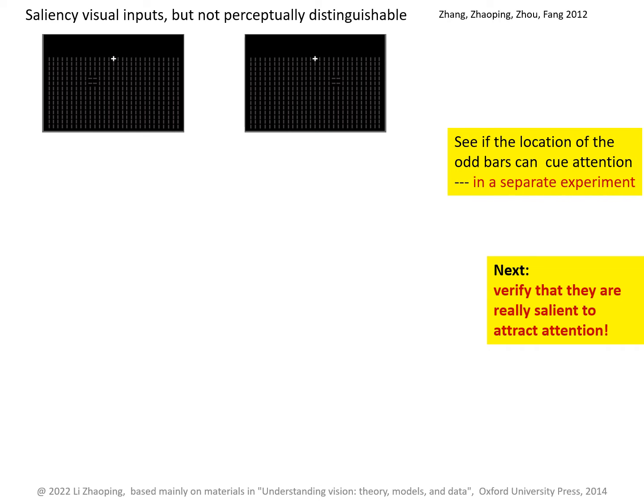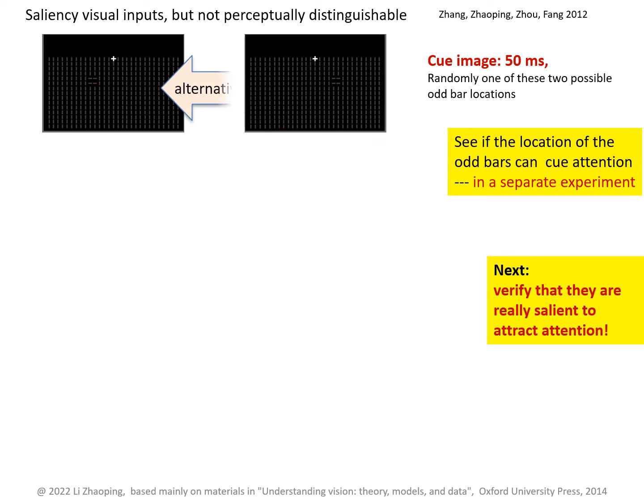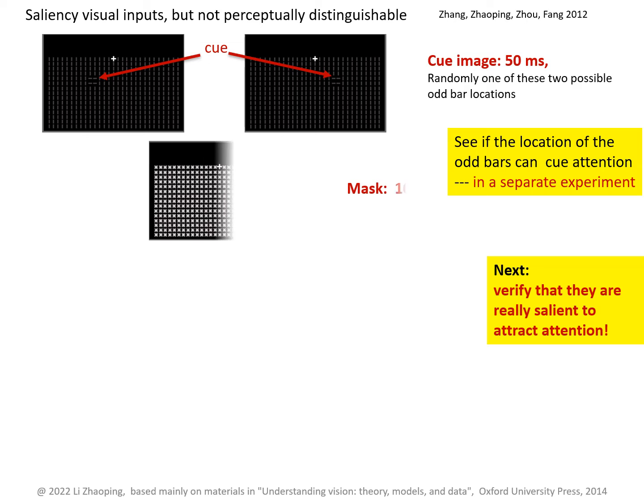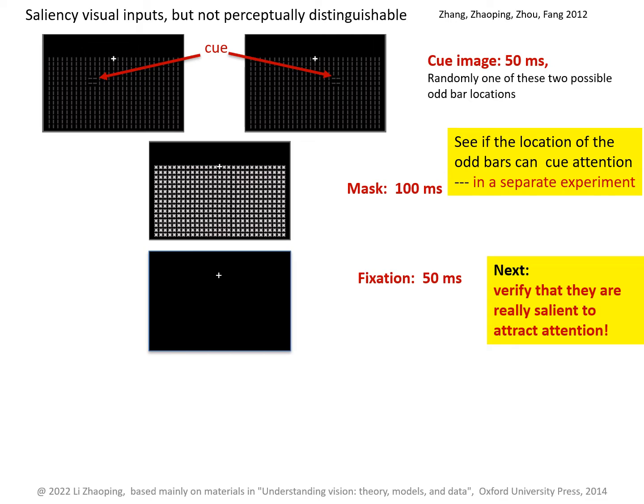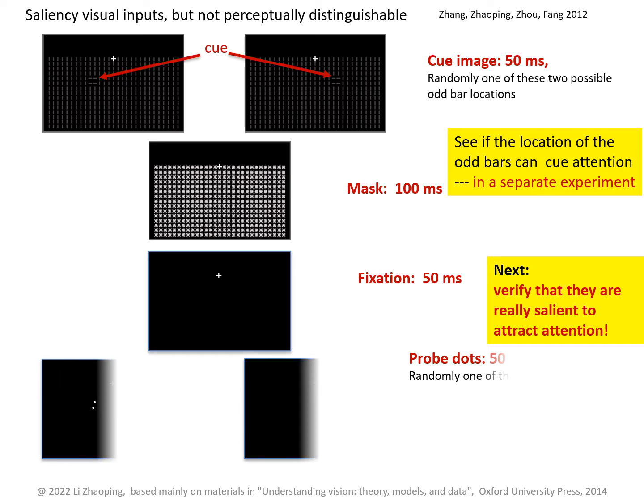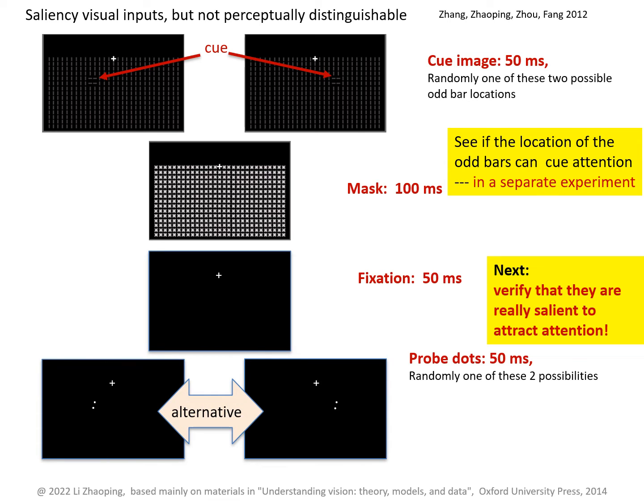This can be done by measuring whether the location of the orientation contrast has a significant cueing effect in an attentional cueing task. Like this. One of these two possible input images appears for 50 milliseconds. The location of the odd bars is the cue location for attentional cueing. The mask follows immediately and is shown for 100 milliseconds, and then followed by 50 milliseconds of just the fixation cross. Then, randomly, one of these two possible types of probe images appear for just 50 milliseconds.